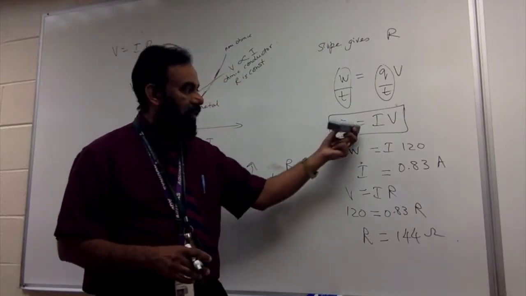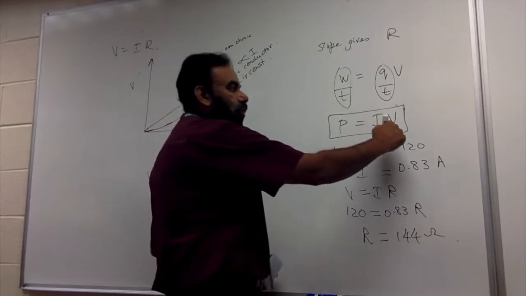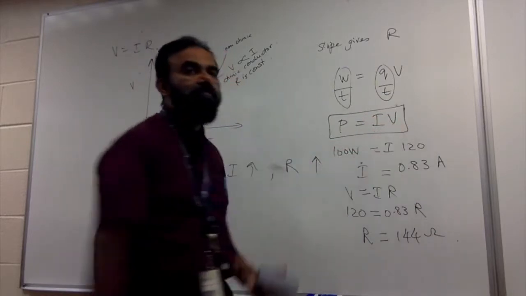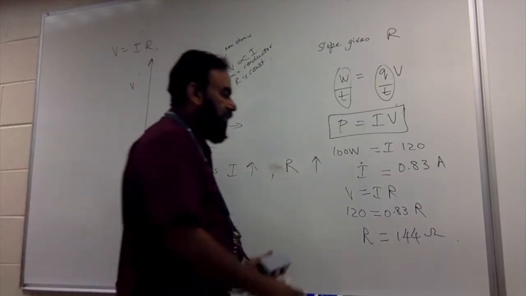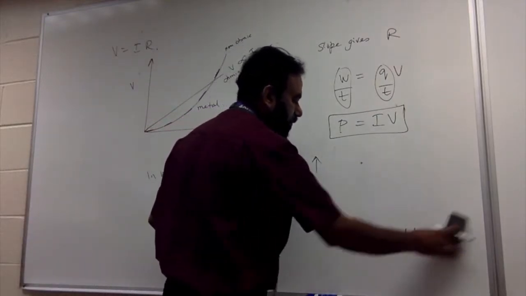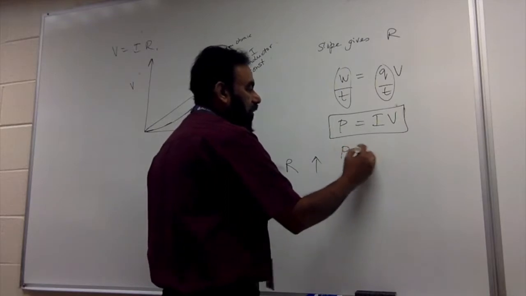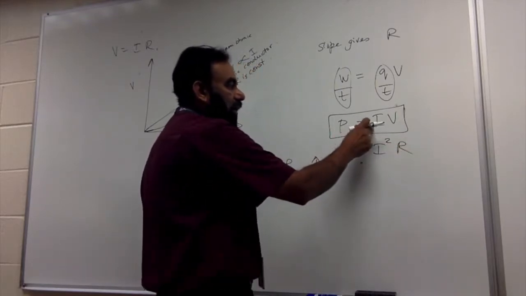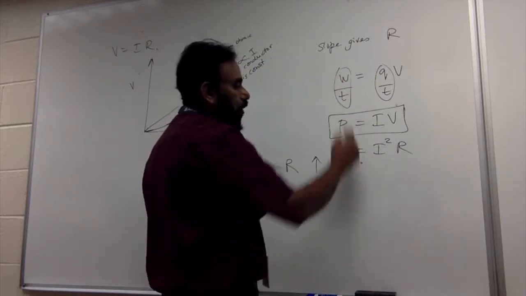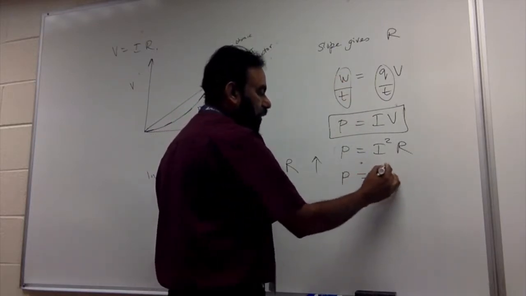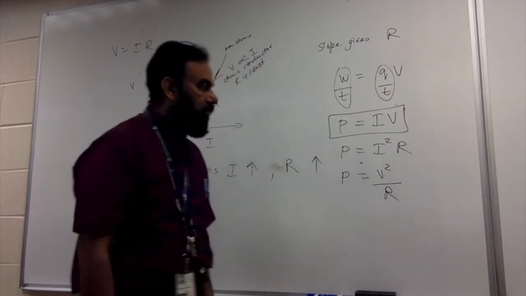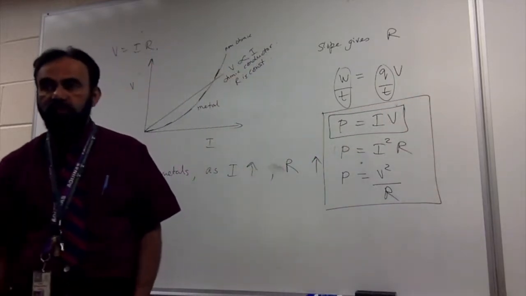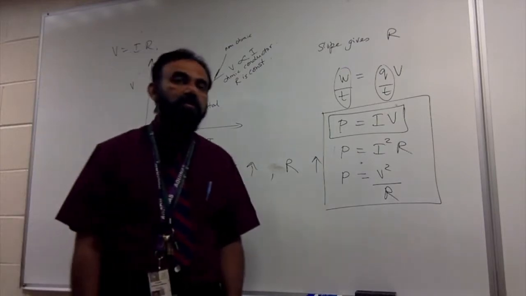Okay? Now look at this equation once again. If I substitute Ohm's law, V equal to IR right here, what do you get? Power is equal to I square R. And if I substitute I as V over R, again from Ohm's law, we get power is equal to V squared over R. So all these are important equations. They're all for power. You can use any of those equations.